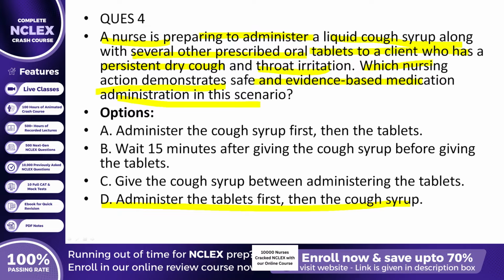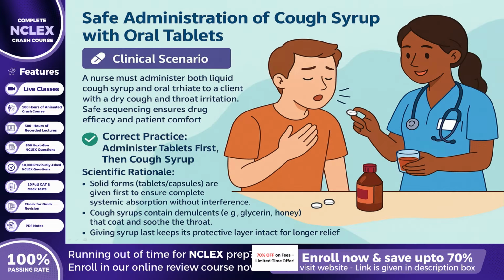This approach is supported by pharmacologic rationale and clinical best practice when both solid and liquid oral medications are prescribed. The rule of thumb is to give solid forms like tablets or capsules first, followed by viscous or demulcent syrups. Cough syrups often contain soothing agents such as glycerin or honey-based components designed to coat the throat, providing relief from irritation. Administering the syrup last ensures that its therapeutic layer remains in prolonged contact with the pharyngeal mucosa, maximizing its effectiveness and comfort for the client.